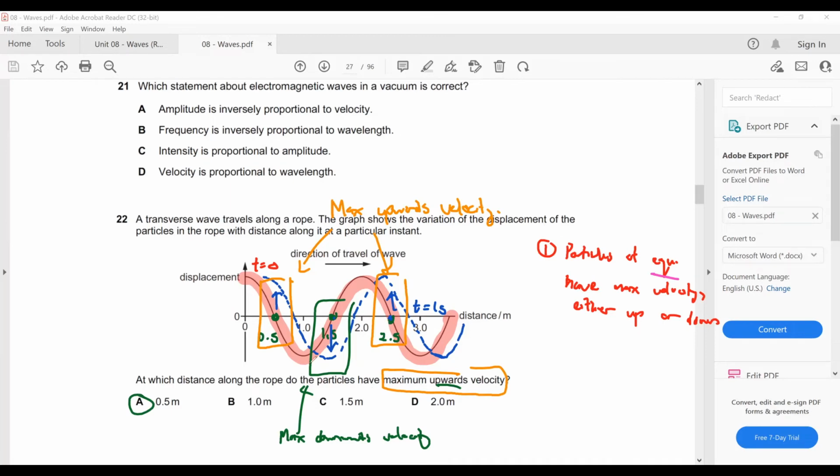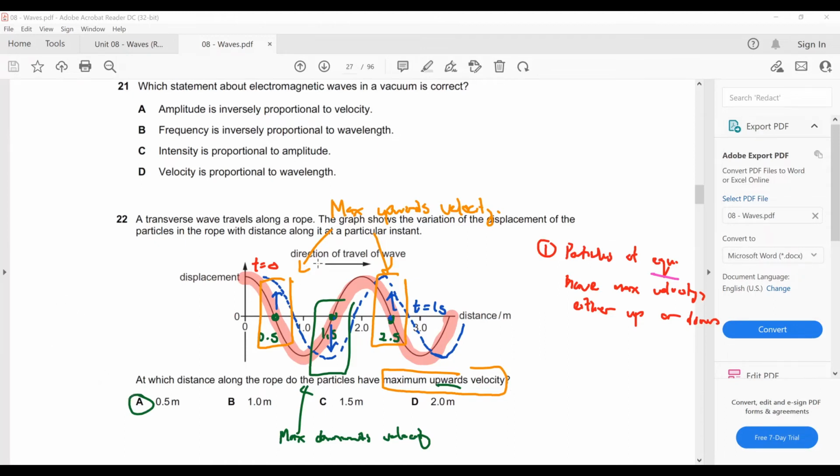Okay, 2.5 is not inside the answer choice, so you can't pick it. All right, but here when you look at the graph, you should know that it's actually 0.5 and 2.5. But we can only have one correct answer here, so this is only 0.5. 2.5 is not inside the answer choice.